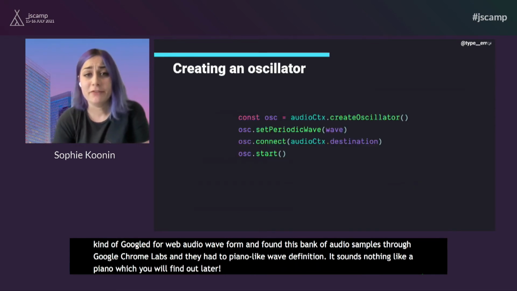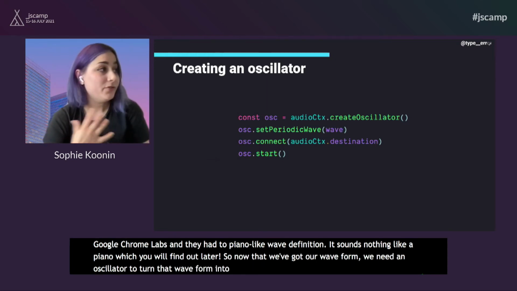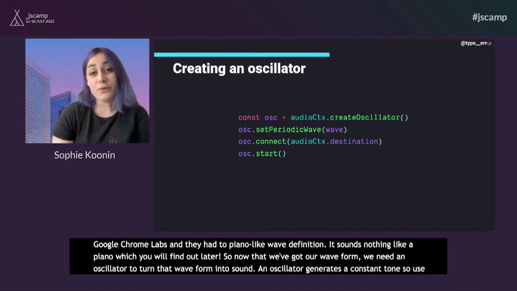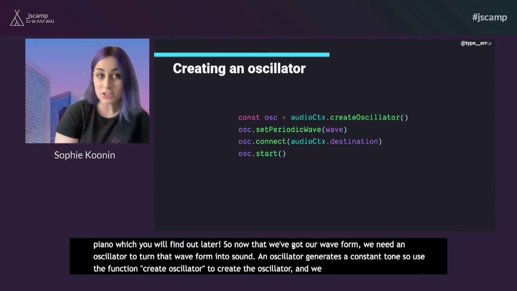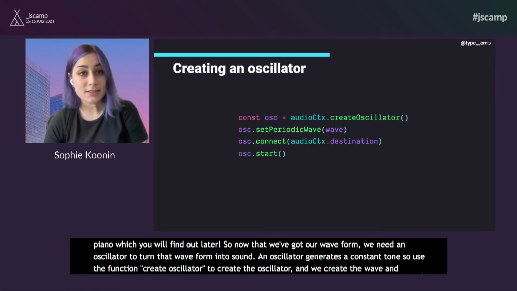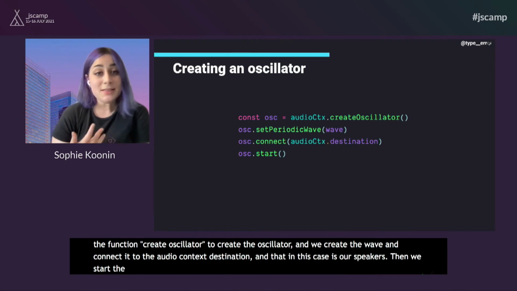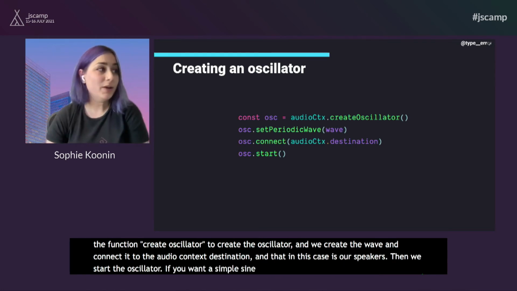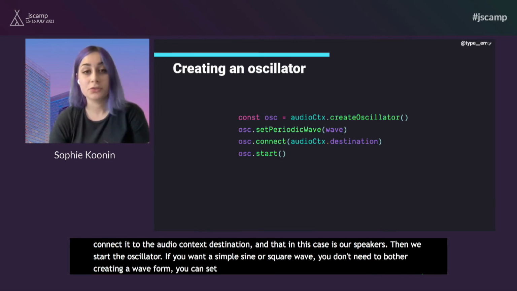So now that we've got our waveform, we need an oscillator to turn that waveform into sound. An oscillator generates a constant tone. So we use the function create oscillator to create the oscillator, amazing. And then we set the wave that we've just created on it, and then we connect the oscillator to the audio context destination, which in this case is our speakers. And then we start the oscillator. If you want a simple sine or square wave, like the ones I just played, for example, you don't need to bother creating a waveform. You can actually just set the type property of the oscillator to sine or square.